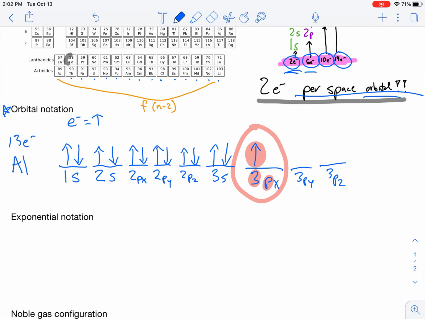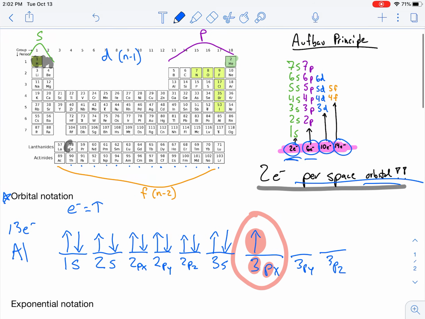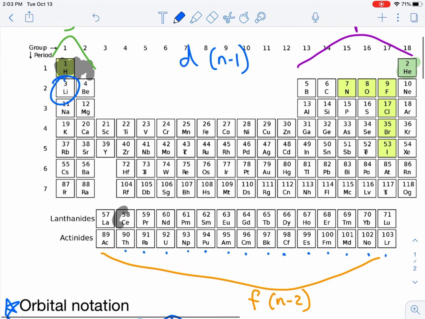Before we jump into exponential notation, let's do another orbital notation just to make sure you get the concept of it. How about lithium? Something nice and easy. Now, lithium, I know it's going to end in 2s1. How do I know that right away? Well, look at its location.